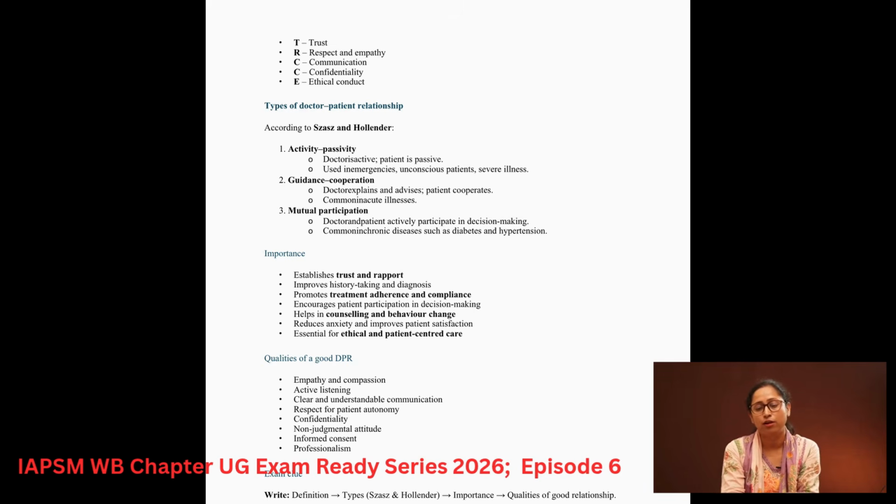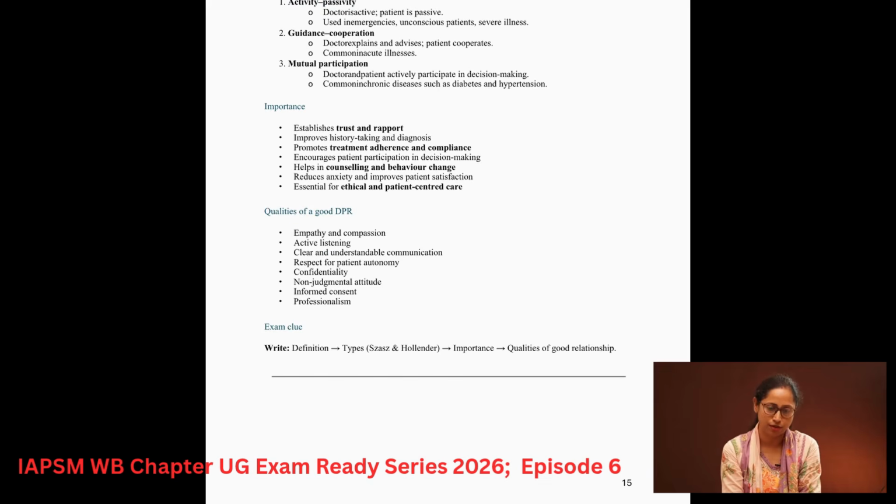If improved diagnosis is there, then it will be easy to treat, and also it will promote treatment adherence and compliance of the patient. It will encourage patient participation in decision making. It will help in counseling and behavior change. It will reduce anxiety and improve patient satisfaction, and definitely a good doctor-patient relationship is very much essential for ethical and patient centered care.